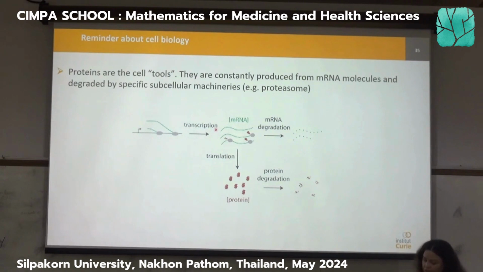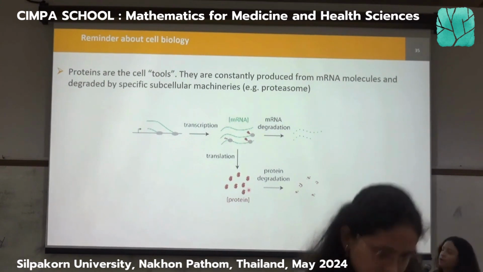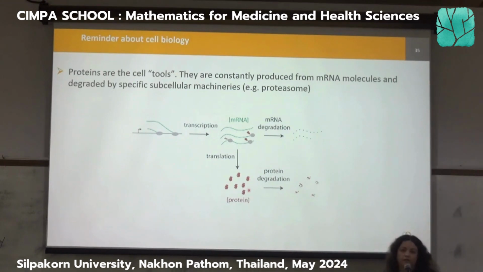And then mRNAs give rise to proteins, and this step is called translation. And it's clearly not one-to-one. You have a few mRNAs, and you have a lot of proteins. One molecule of mRNA will help create plenty of protein. Okay, so this is something that may be useful for the following.